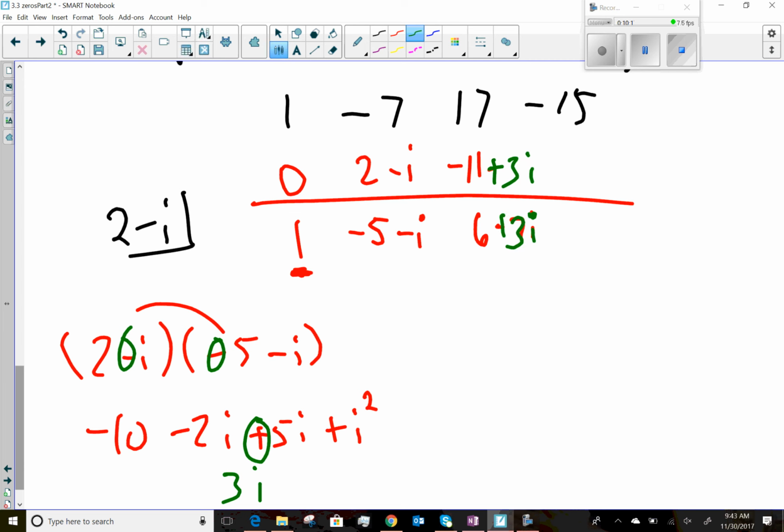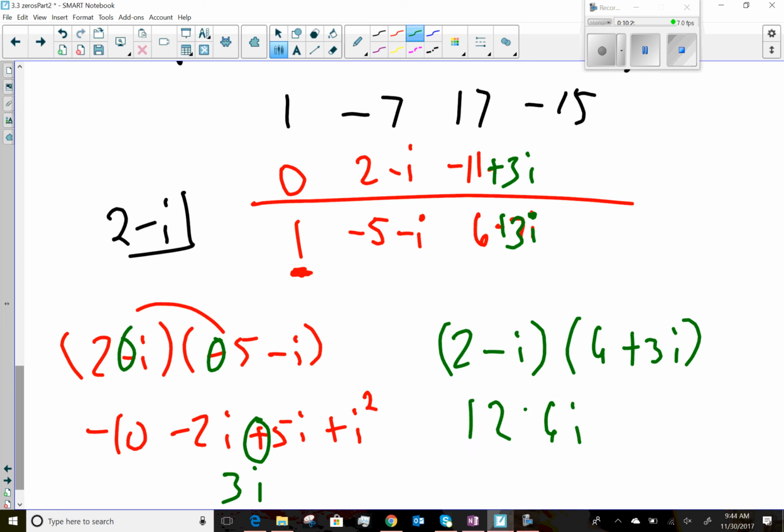Now stuff is going to cancel out. Let's actually write it like this times the binomial 6 plus 3i. So 2 times 6 is 12. 2 times 3i is a 6i. And negative i times 6 is a negative 6i. Look at that. Now the middle cancels out. Negative i times a positive 3i is a negative 3i squared. Negative 3i squared is a positive 3, and 3 and 12 is 15. The middle cancels out. Hey, 15. Whoa, geez. I'm really talking sarcastically because I'm making fun of myself, really, not anyone else.